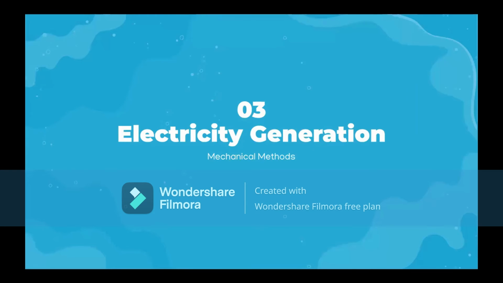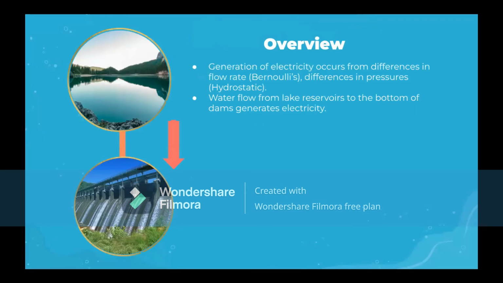Now let's get into a little bit more about the electricity generation of dams. So now we understand that the generation of electricity occurs from differences in flow rate and differences in pressures. But how is this difference in flow rate and pressure actually transferred into usable electricity?